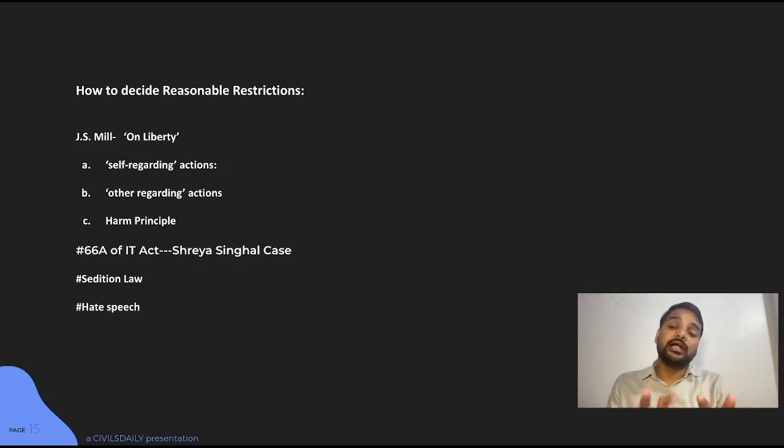Now, he said, in self-regarding action there is no need to place any restriction. Other-regarding actions are, for example, something you are saying outside the home and causing conflict between two people, something like hate speech, where you are saying something against Hinduism or against Islam or against Sikhism, and that is causing problems to the minds of other people. So that is other-regarding action that, he said, needs restraint. Now what should be the restraint? The harm principle you have to consider.